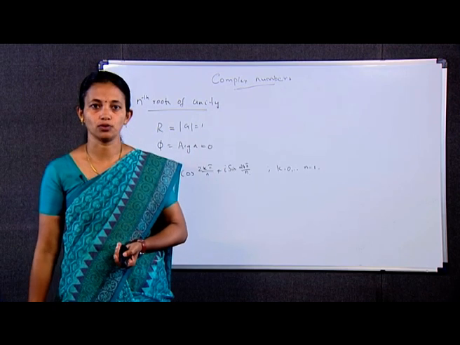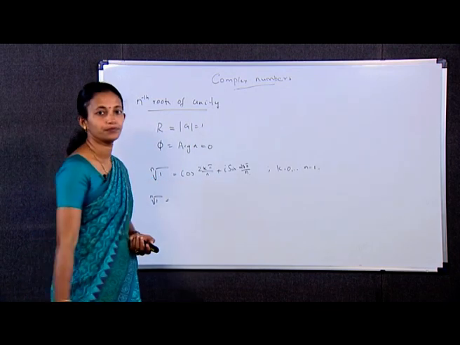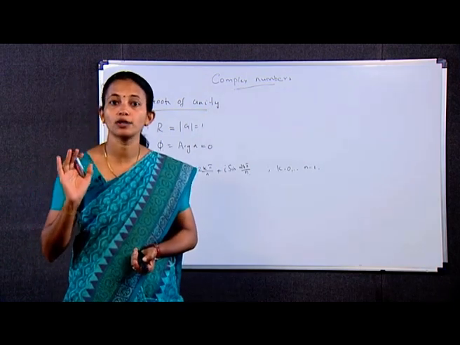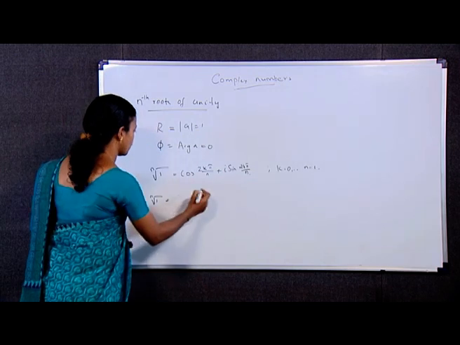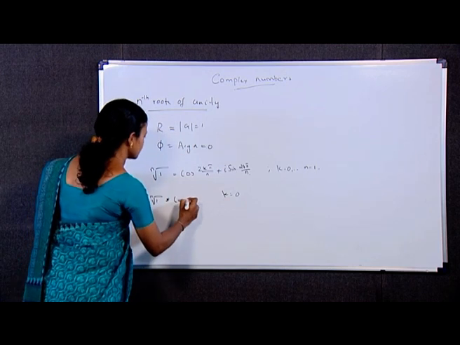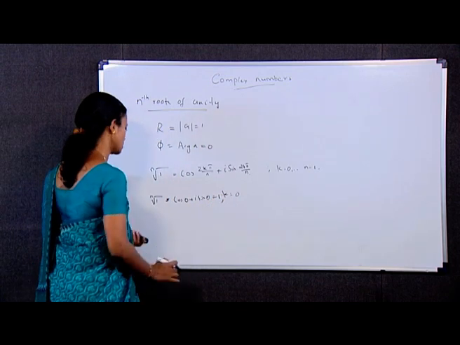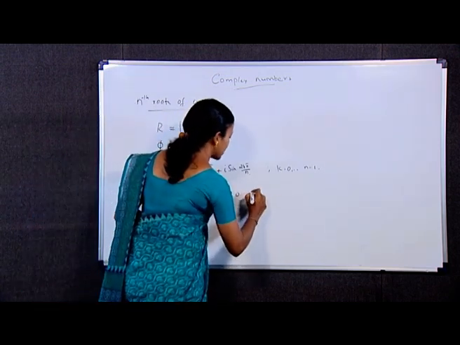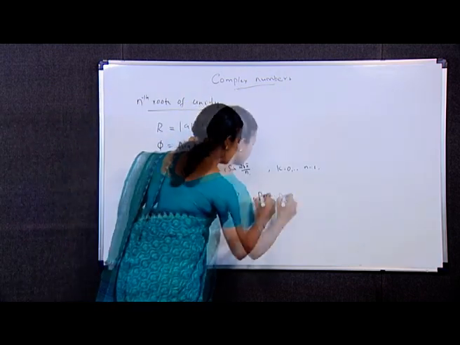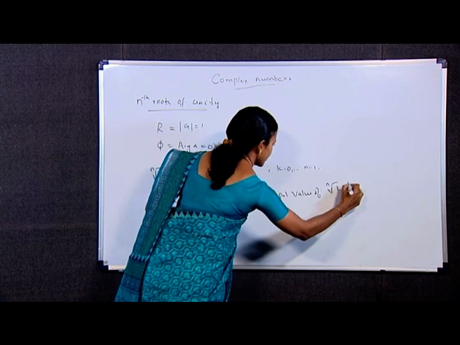When k is equal to 0, we have the nth root of 1 equal to cos 0 plus i sin 0, which is equal to 1. This is called the principal value of the nth root of 1, that is, at k equal to 0.